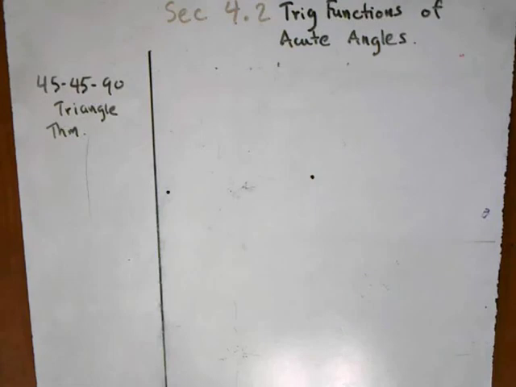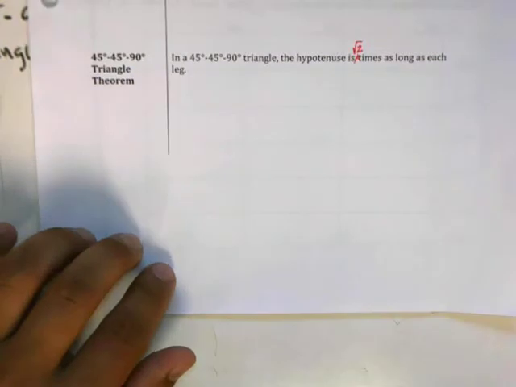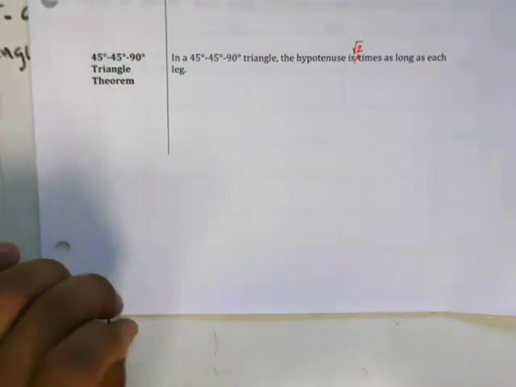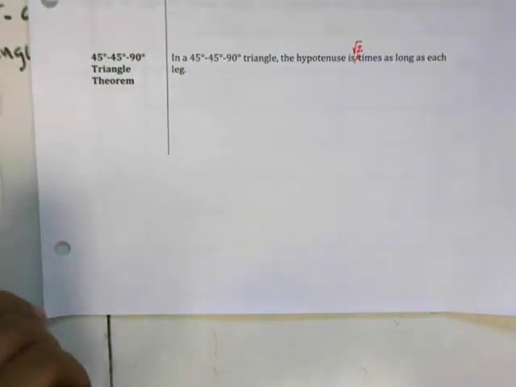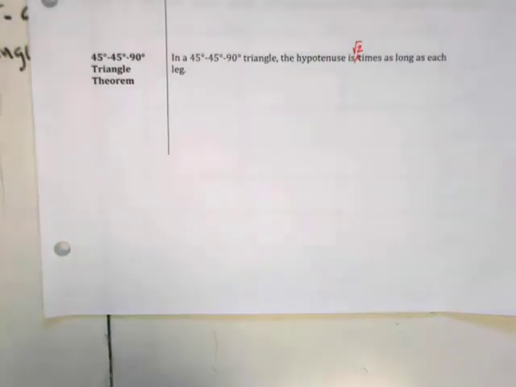And we have our first theorem here, which states, let me zoom in so you can see what it states, that in a 45, 45, 90 triangle, the hypotenuse is the square root of 2 times as long as each leg. Okay, so the hypotenuse is square root of 2 times as long as each leg.